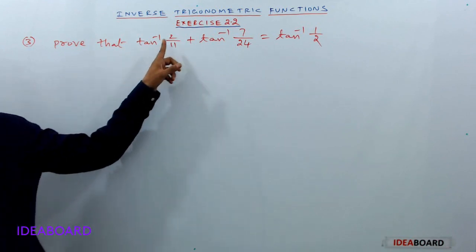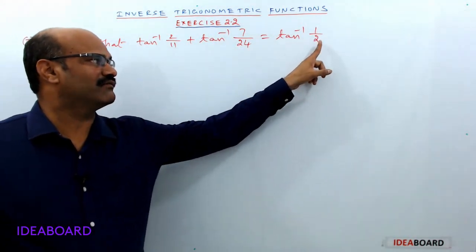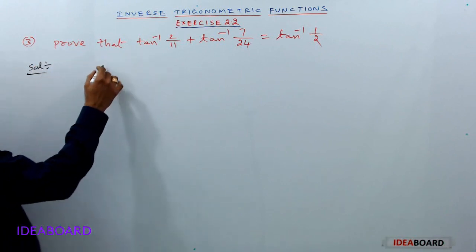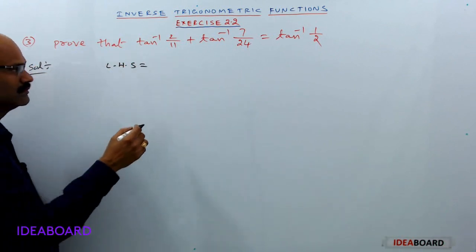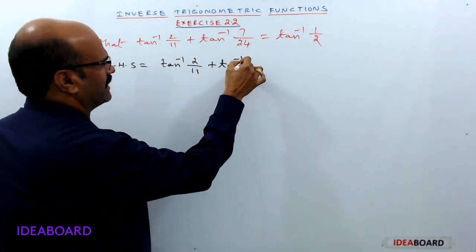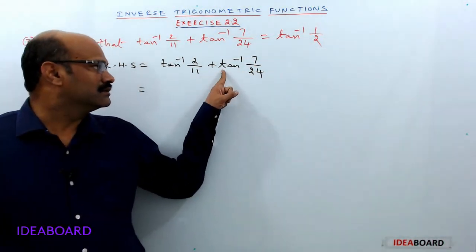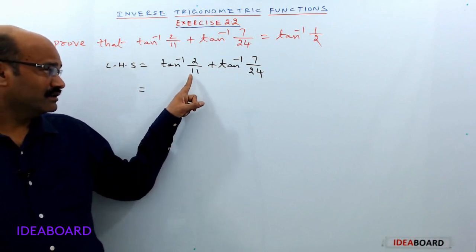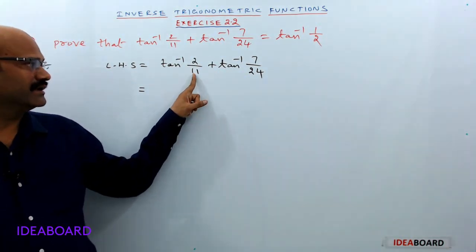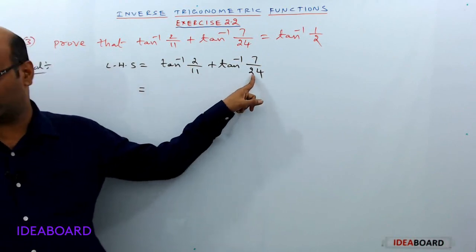Prove that tan inverse of 2 by 11 plus tan inverse of 7 by 24 equal to tan inverse of 1 by 2. LHS equal to tan inverse of 2 by 11 plus tan inverse of 7 by 24. Here it's in the form of tan inverse x plus tan inverse y, x greater than 0, y greater than 0 and xy is less than 1.